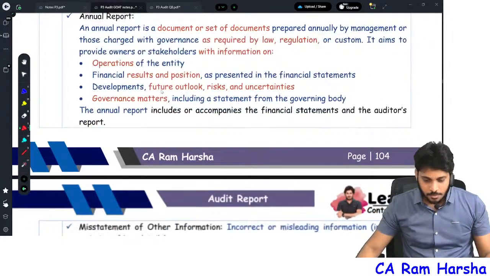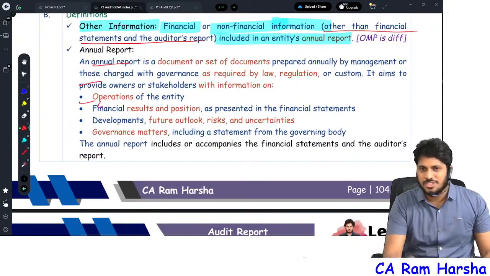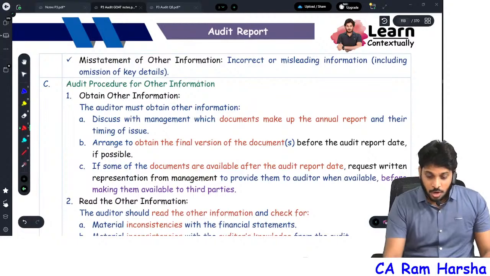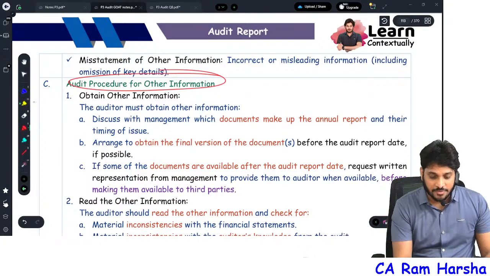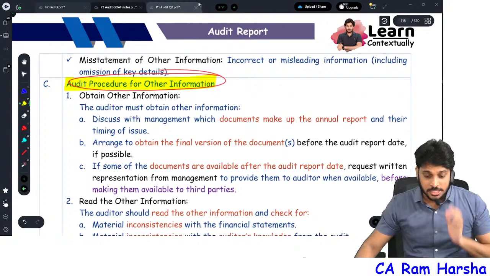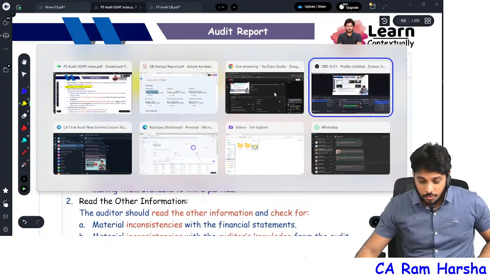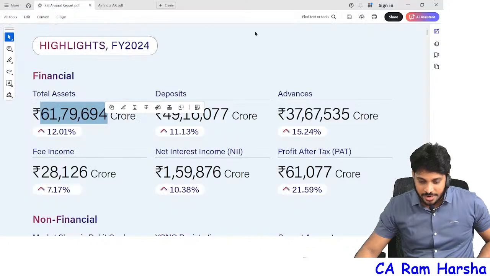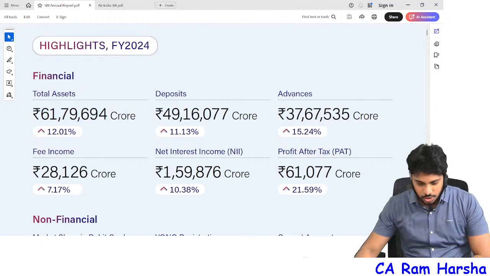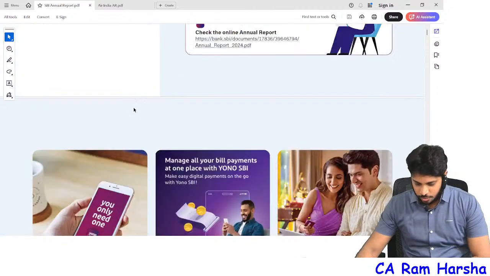Now, what is an annual report? You just read this on your own. Okay. Now, what is the audit procedure for other information? Very simple. I will directly show you what exactly auditors will do for other information.